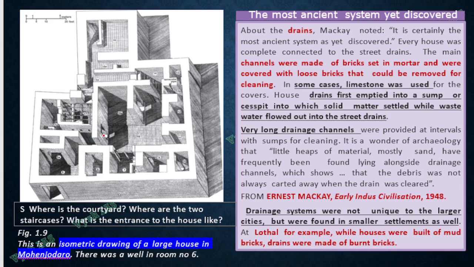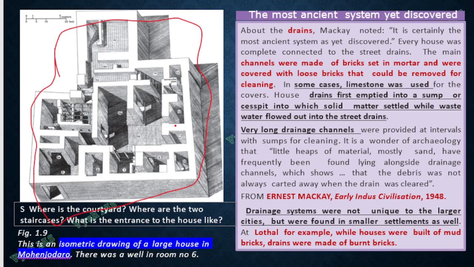This is an isometric drawing which the archaeologists have made of a house in Mohenjo-daro, because that is the most prosperous city they have. So it's a kind of even better than modern houses. Maybe small rooms, but it is very well designed.